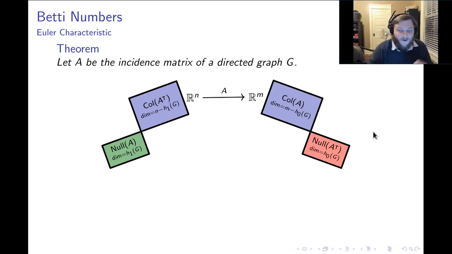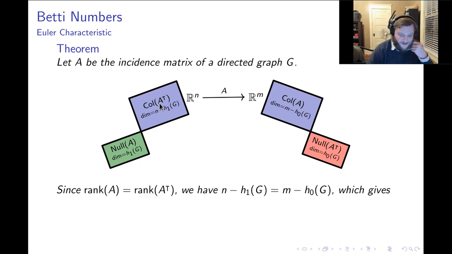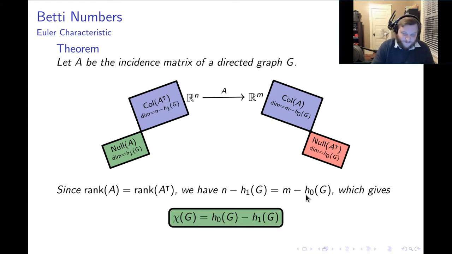But also, remember, the dimension of the column space is always the same as the dimension of the row space because that's the rank of the matrix. So this gives us an equality. N minus h1, so the number of arrows minus h1, must be the same as M minus h0, which is the number of nodes minus h0. And when you rearrange this equation, you get an amazing result. You get the Euler characteristic is equal to h0 minus h1.